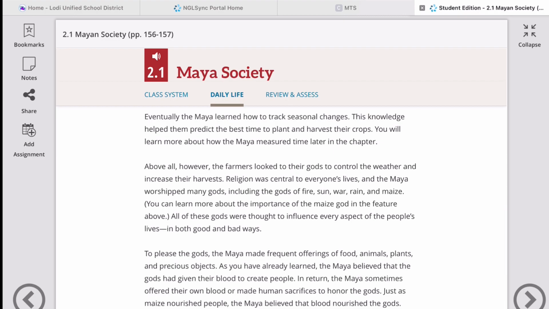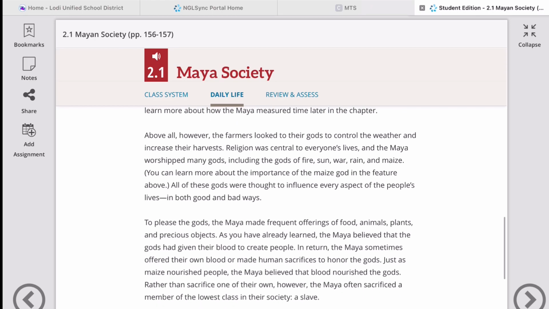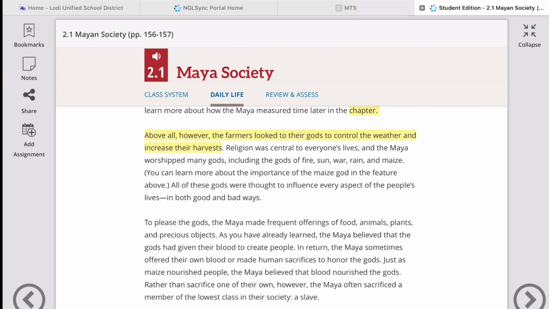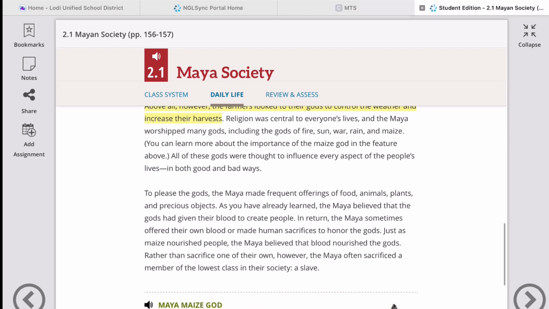Maya farmers are very smart because they are observing seasonal changes, because that's very important in determining what crop to plant at a particular time of the year. And because of this, they gain so much knowledge about the environment and everything around them. Farmers are very religious as well because they look to their gods to control the weather and increase their harvest.